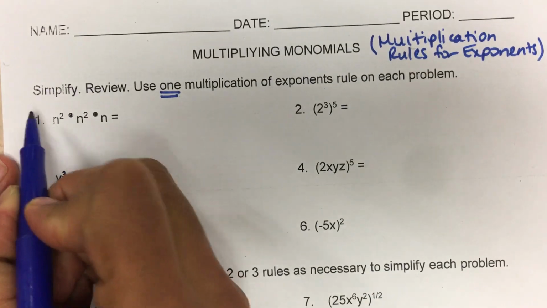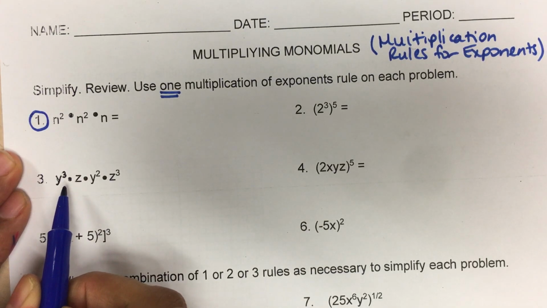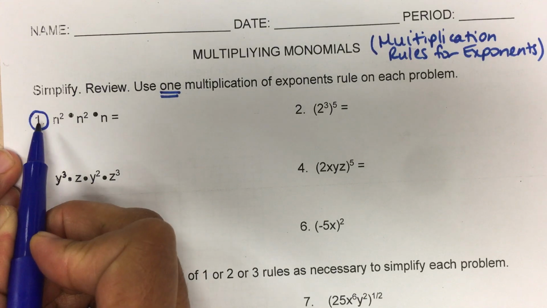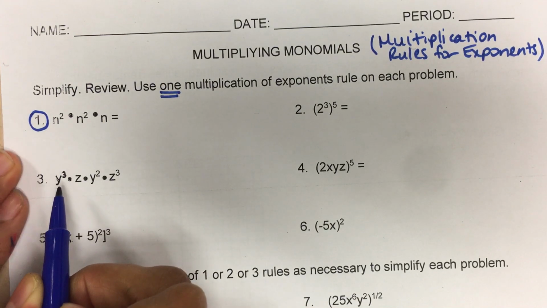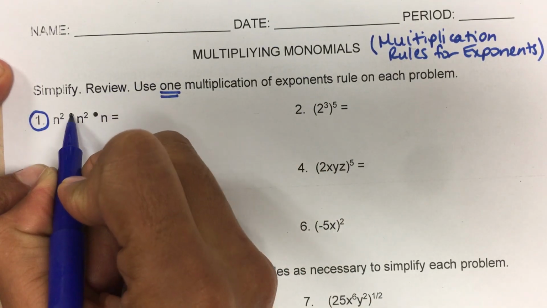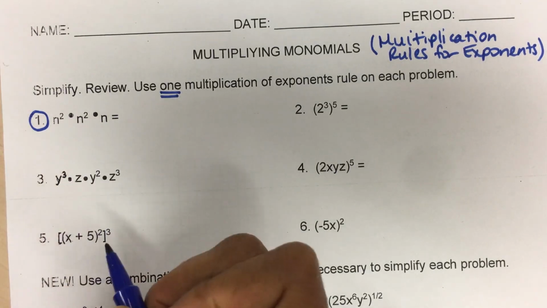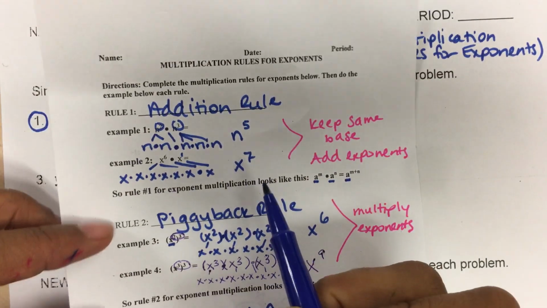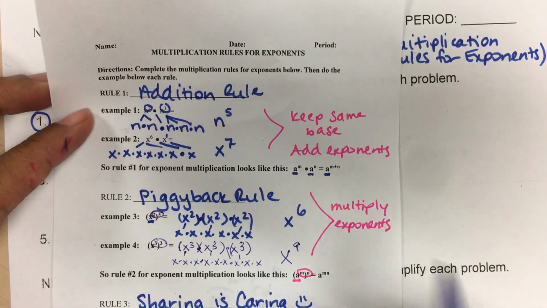I'm gonna do problem 1 for you, and then you can do problem 3 because it's very similar. So I'll do problem 1, you pause the video, you try number 3. Okay, so here we go. N squared times n squared times n. Now, do you really feel like expanding all of it out? Probably not. So let's find which rule it looks more like.